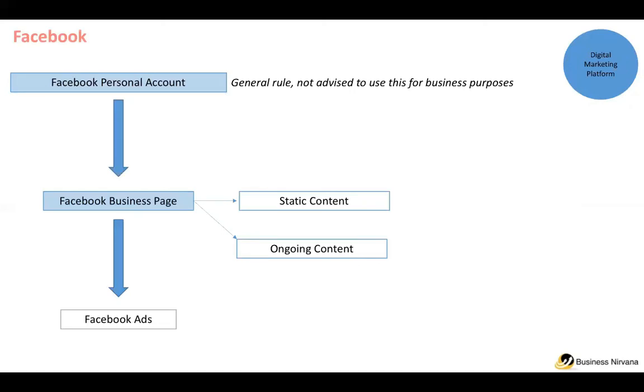There's two types of content, right? Content that doesn't change, also known as static content. And then there's content that you constantly need to update, okay? Ongoing content. Ongoing content is basically what you post on Facebook, okay? When people like your business page, well, that's the audience. That's the audience that engages with your business page.